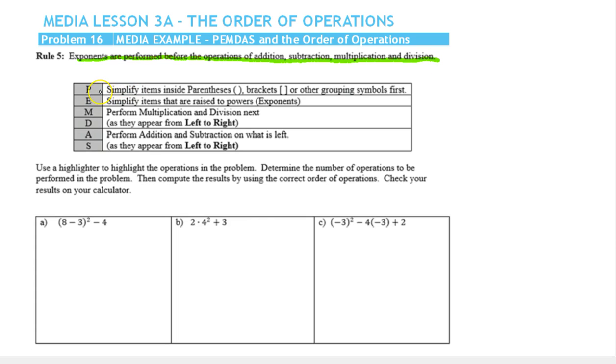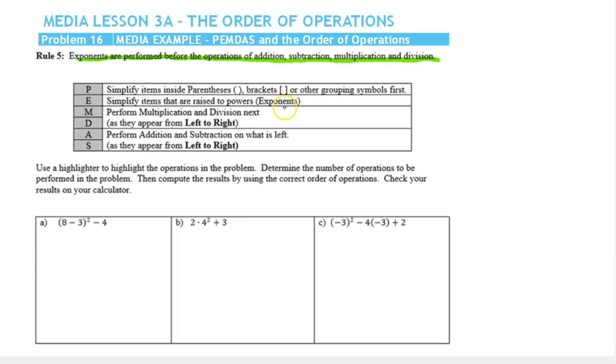So here's our order. Parentheses first, or brackets, however we do the grouping symbols. Okay. Remember, we have outer brackets and inner parentheses. You keep looking further in and perform the order of operations the same way in there. Then you're going to do any exponents.